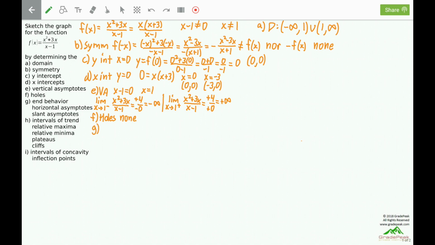For part G, we want to determine the end behavior, horizontal asymptotes or slant asymptotes. F of x has a highest power term in the numerator of x squared and a highest power term in the denominator of x to the implied first power. Since the numerator has a higher power than the denominator, f of x will not have any horizontal asymptotes. Since the power in the numerator is exactly 1 higher than the denominator, f of x will have a slant asymptote.